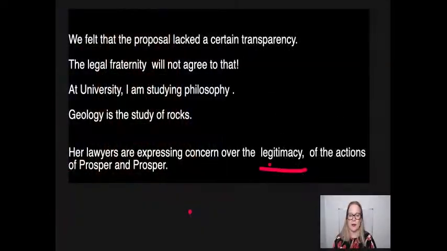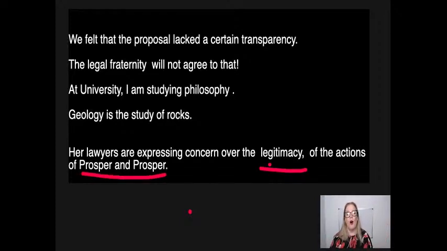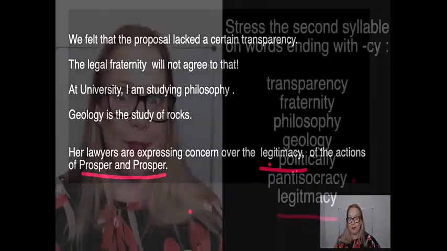All right, legitimacy. Her lawyers are expressing concern over the legitimacy of the actions of Prosper and Prosper. This is a made up name of another legal company, but this is all fictitious. None of these names are real. Just like a disclaimer: none of these names are real. It's all made up, just for the purpose of this lesson.